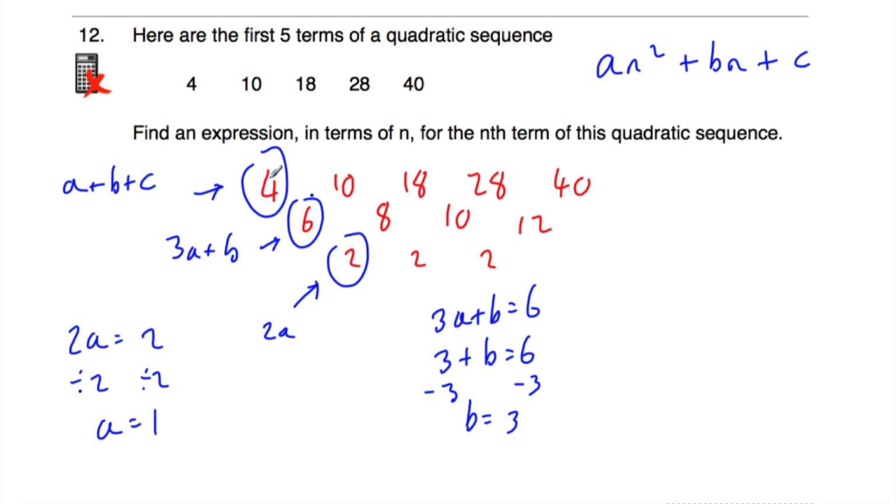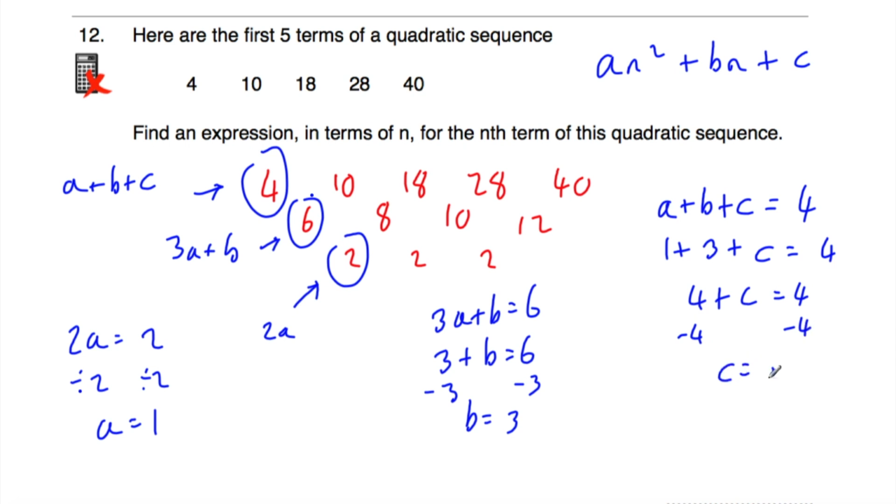So we found a and we found b. Now we need to find c. And remember, the first term of the sequence is a plus b plus c. So that means that a plus b plus c is equal to 4. And a is equal to 1, so we've got 1 plus, and b is equal to 3. And then we've got plus c, and c is what we're trying to find. And that's equal to 4. Now 1 plus 3 is equal to 4, plus c is equal to 4. Now as you can see here, we've got 4 plus c is equal to 4, so c must be 0. So if we take away 4 and take away 4, we're going to get that c is equal to 0.